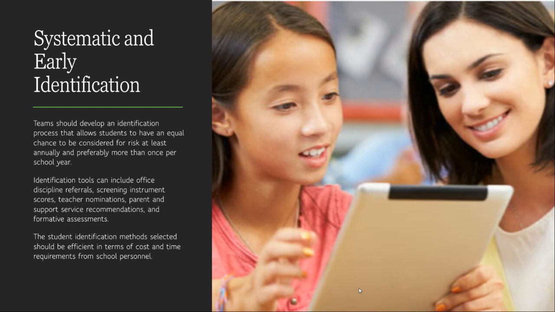However, PBIS teams should remember that there is no one single method that is likely to be able to identify all students who may be in need of Tier 2 supports. Tier 2 teams should select and use multiple data sources to identify those students. Ideally, teams want to design a data gathering process so that all students have an equal chance to be considered for risk at least annually and preferably more times throughout that school year.